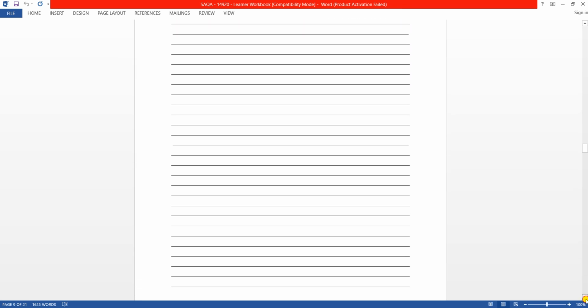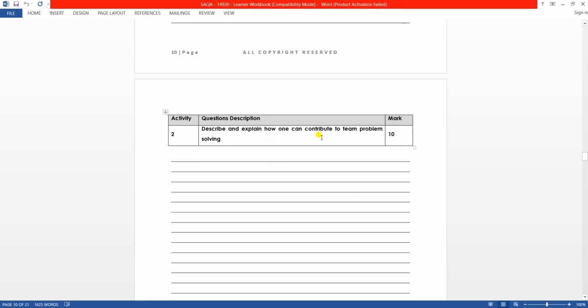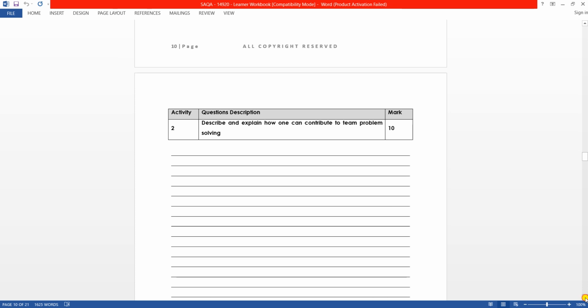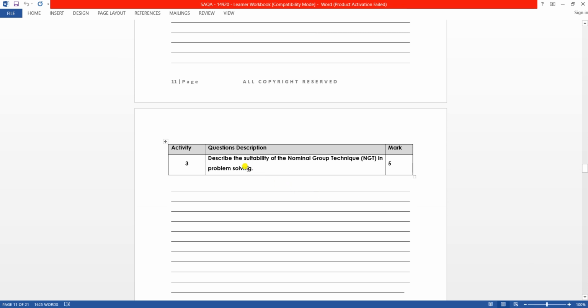And also activity 2, you need to describe and explain how one can contribute to team problem solving. That's for 10 marks. Remember, we need to go according to the mark allocation. So this is evidence that you'll be deemed according to. If there's less evidence, chances for you to be competent are less. So you need to allocate much more evidence in order for you to be competent. Also, activity 3, you need to describe the suitability of the nominal group technique in problem solving. That's for 5 marks.